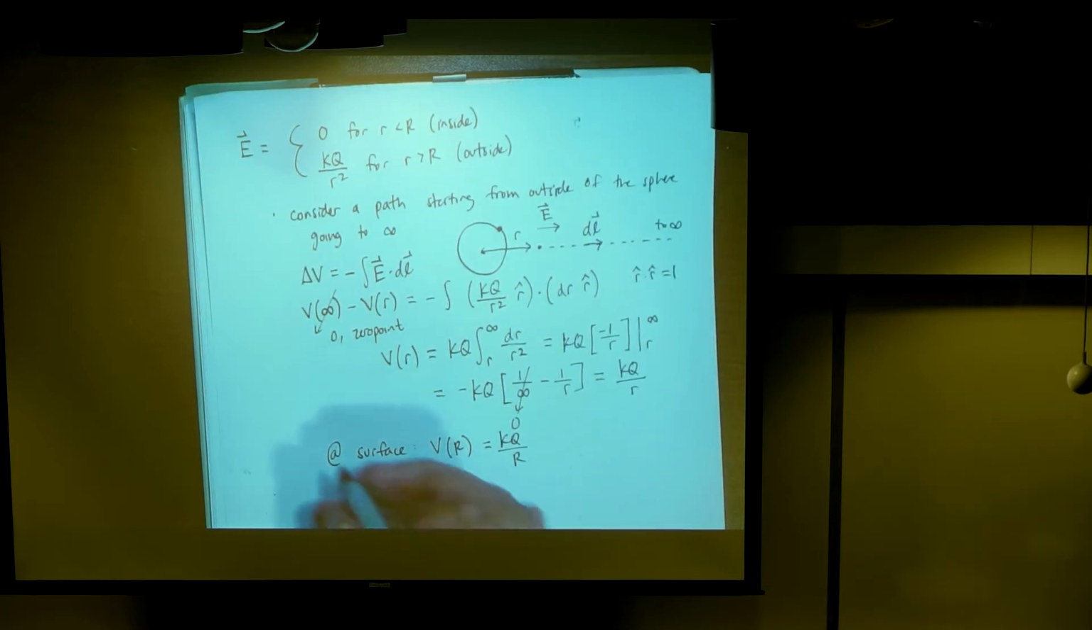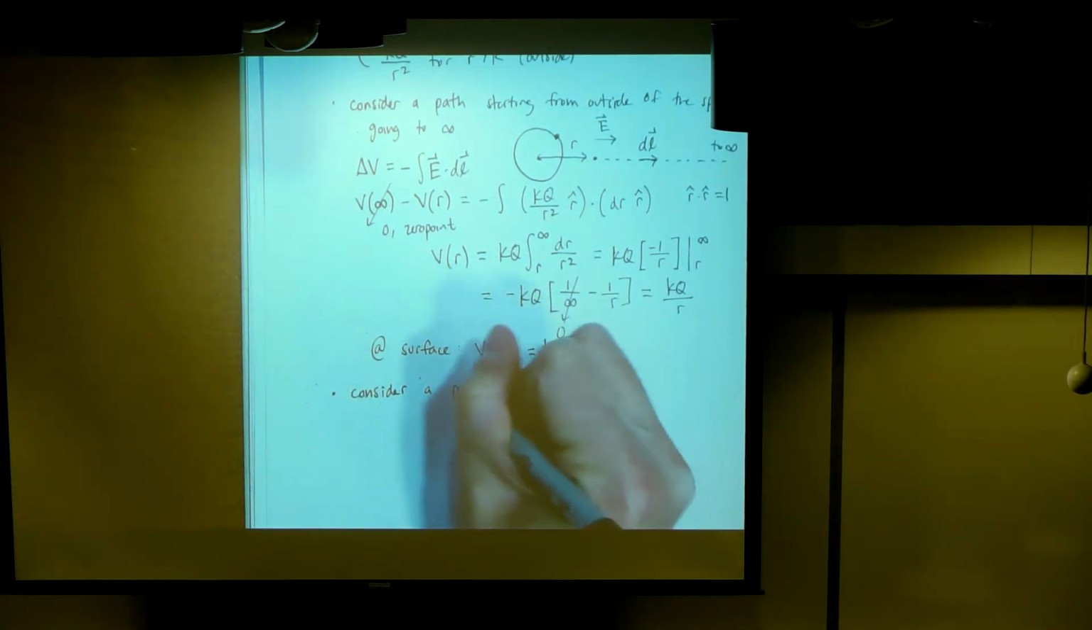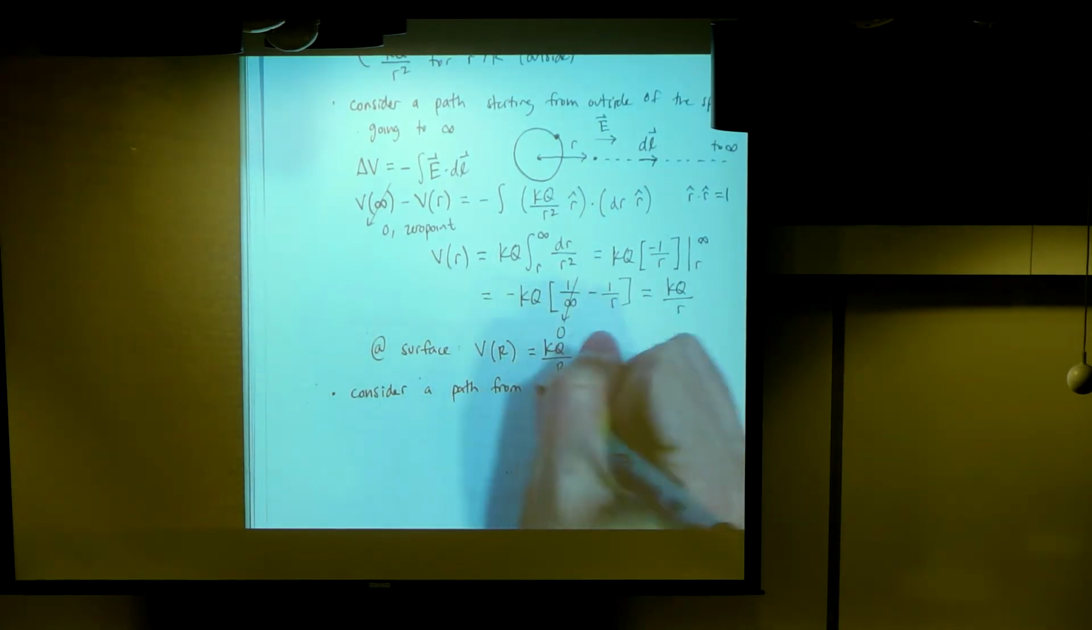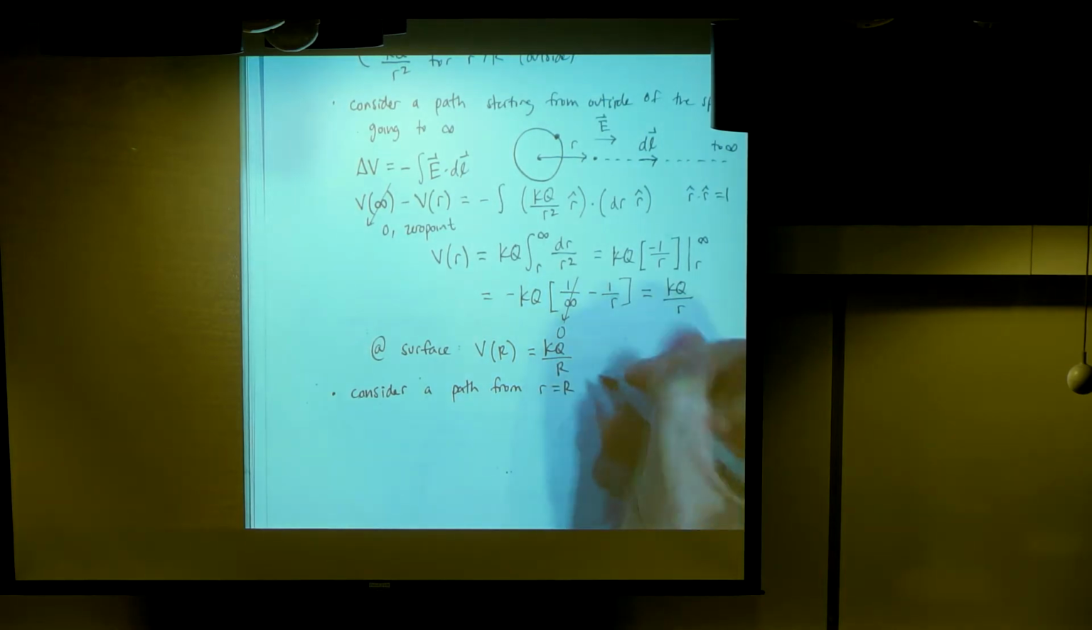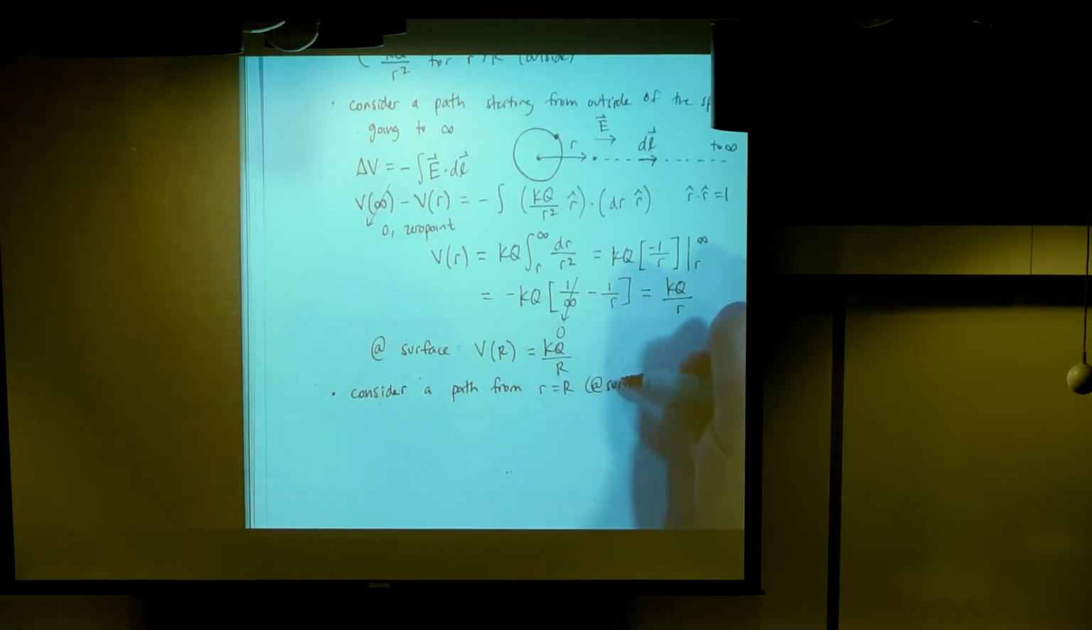So now, I want you to consider a different path that we could take and integrate over. So now consider a path going from little r equals big R, so that means we're at the surface of the sphere. And then we're going to take the path going inwards, so we're going to go inside into the interior.